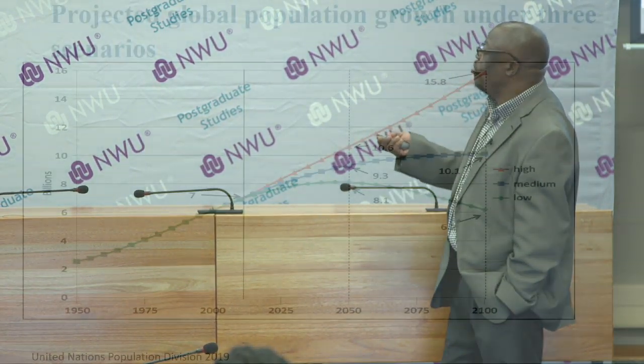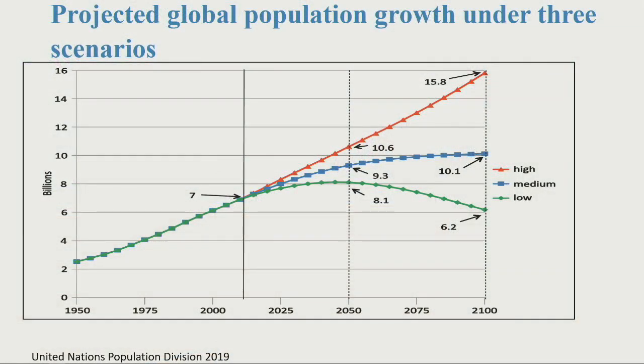But the blue one, which is now the recommended, you will basically find that the population is going to increase from around 7.8 billion currently to something like 9.3 billion in 2050, and then reach something like 10.1 billion by the end of our projection period.